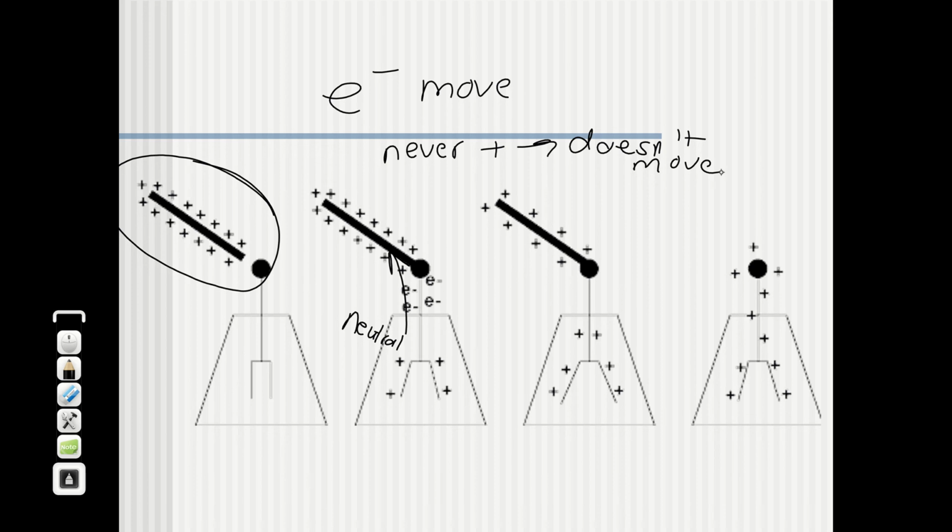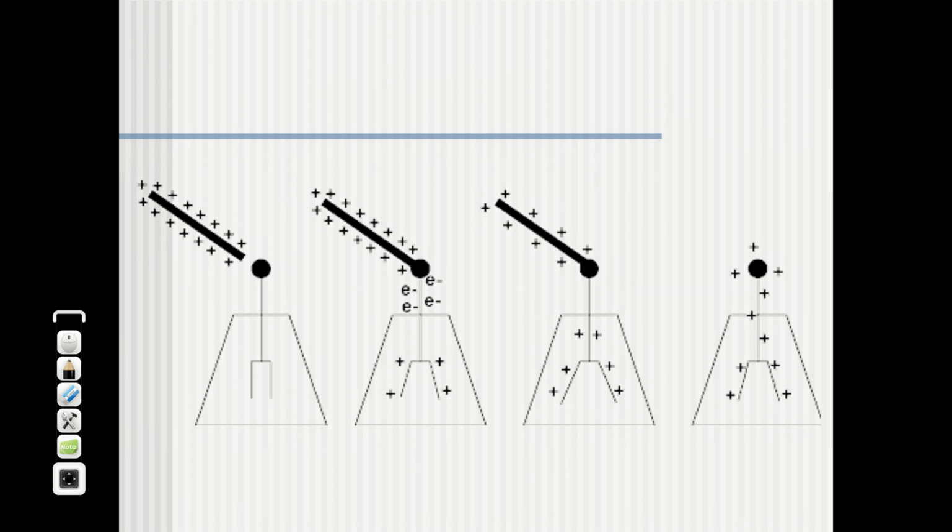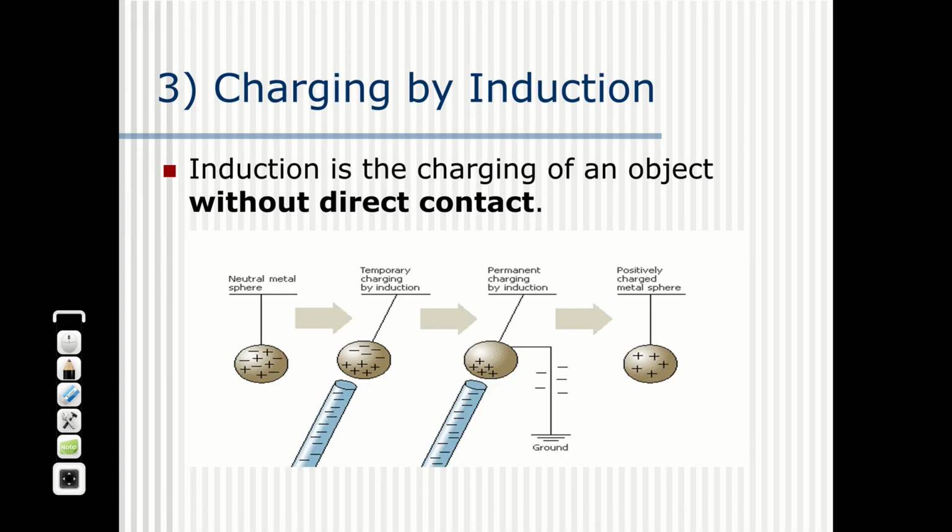But you can see positive touches this neutral object. The object is now positive, all right? They basically take on the same charge. So friction is rubbing, conduction is touching. What about induction? Induction is where you charge the object without actually contacting it.